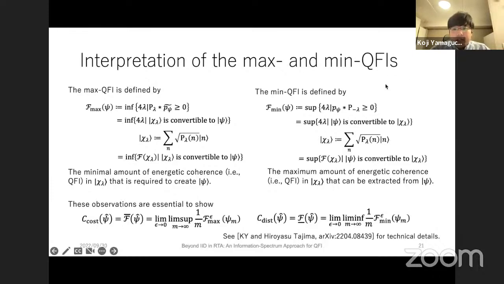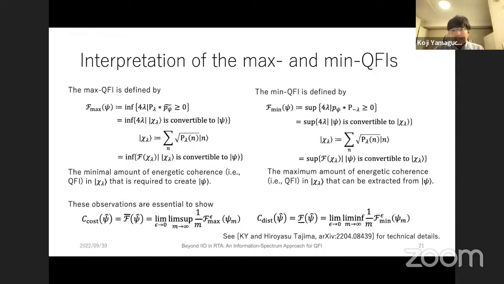And similarly, the minimum quantum efficient information is given by this equation. So this means that the minimum quantum efficient information is the maximum amount of energetic coherence that can be extracted from a pure state psi. Based on these observations, we can show that the spectral sup and inf quantum efficient information rates capture the coherence cost and the distillable coherence.